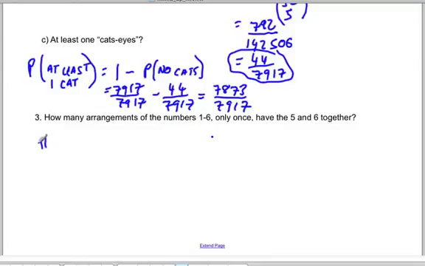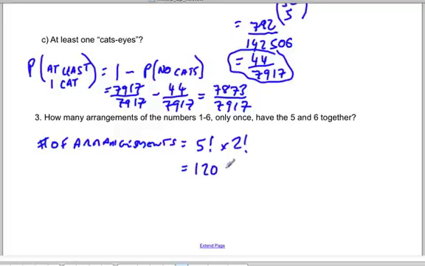And so the number of arrangements, if we block the 5 and 6 together, is going to be 5 factorial times, and since 5 and 6 are blocked, there are 2 factorial ways we could arrange those two digits. So then this is 120 times 2, which is 240.